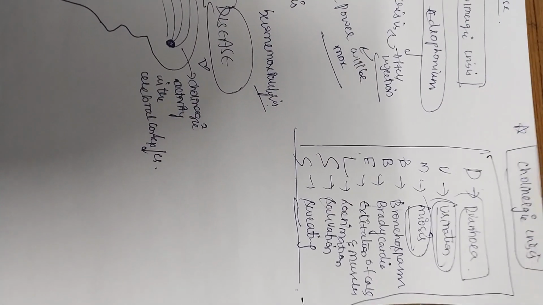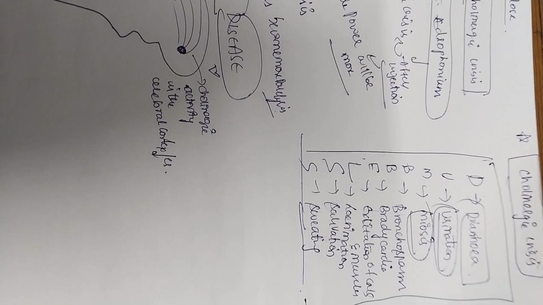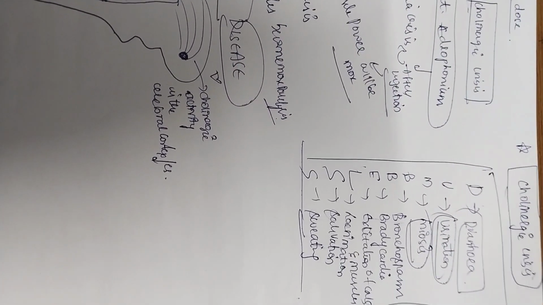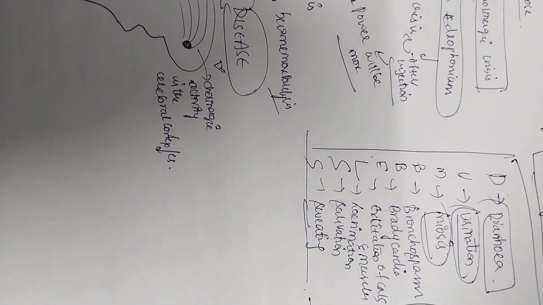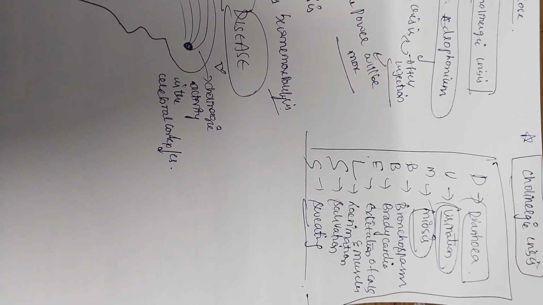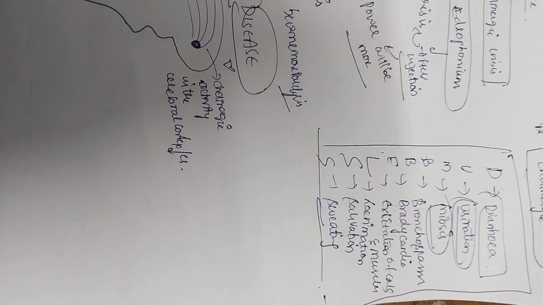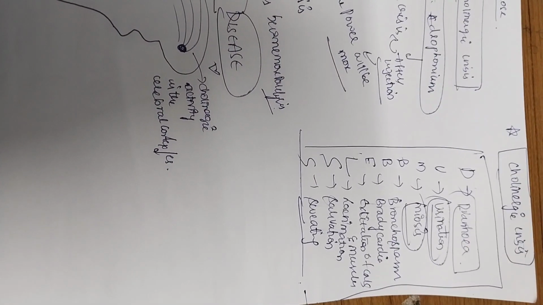So what is cholinergic crisis? How do we remember it? DUMBBELS. D means diarrhea, U means urination, M miosis, B bronchospasm, B for bradycardia, E for excitation of CNS and muscles, L for lacrimation, S for salivation, and S for sweating. These are caused because of cholinergic crisis.